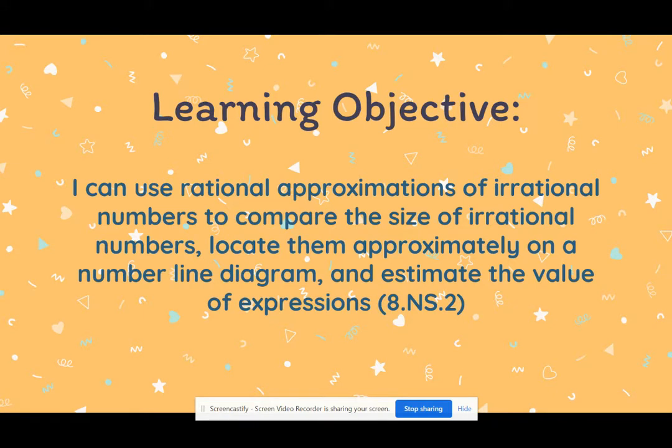So our learning objective is that I can use rational approximations of irrational numbers to compare their size, to locate them on a number line, and to estimate their value. All we're doing is we're going to be given different types of numbers, whether it's non-perfect roots or decimals or fractions or repeating decimals, and you're just going to have to compare them.